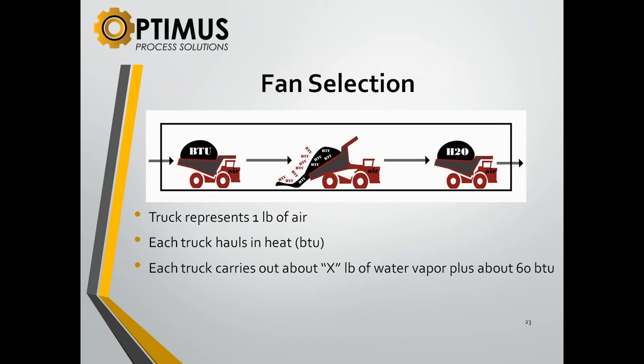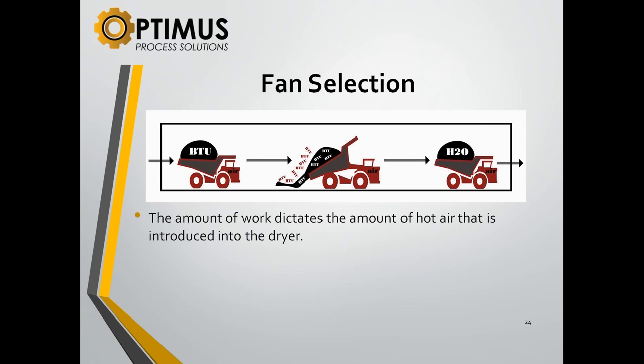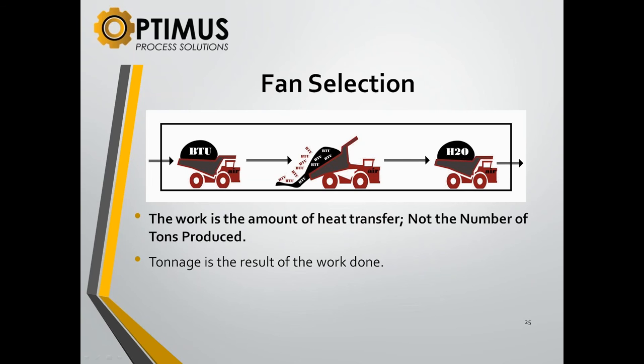So if each truck represents 1 pound of air, and it's hauling a specific number of BTUs, say 200-300, depending on how hot it is, and each truck carries out X number of pounds of water, plus whatever your stack loss is, and maybe about 60 BTUs that you put into it you don't get out because of that stack loss. What you have to decide is how many trucks you need to carry that heat load in. And that depends on how much work you're going to do and what the temperature of that gas is coming through the dryer.